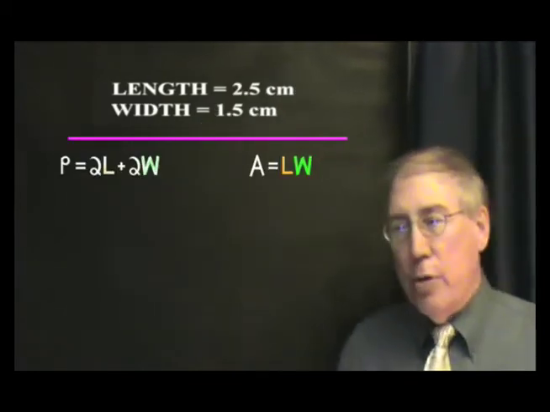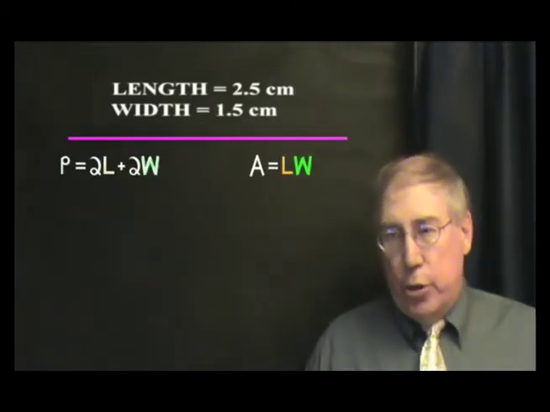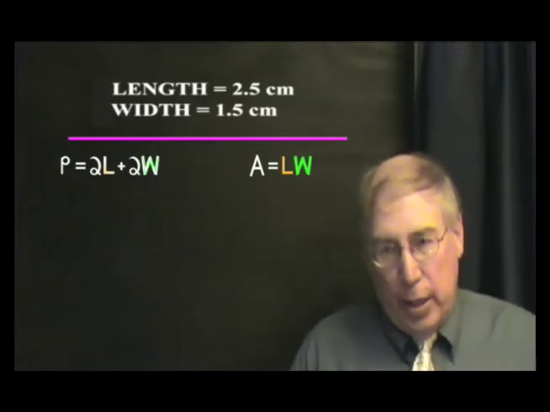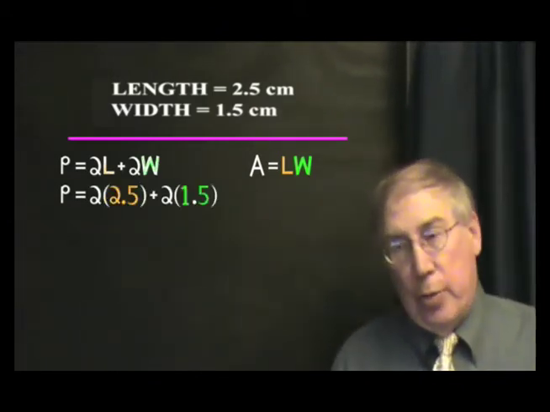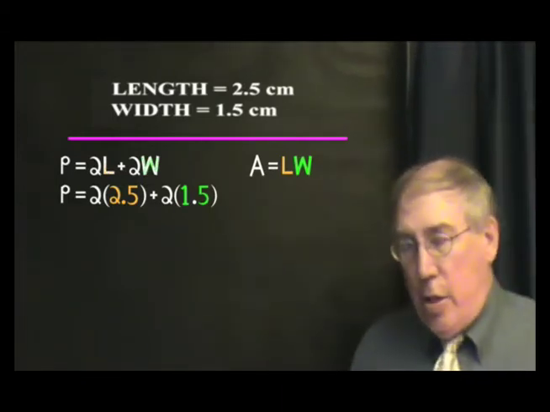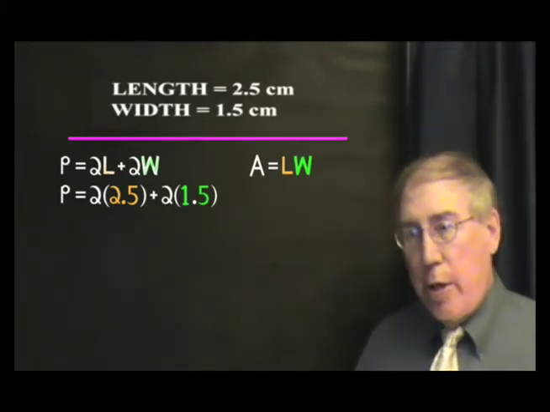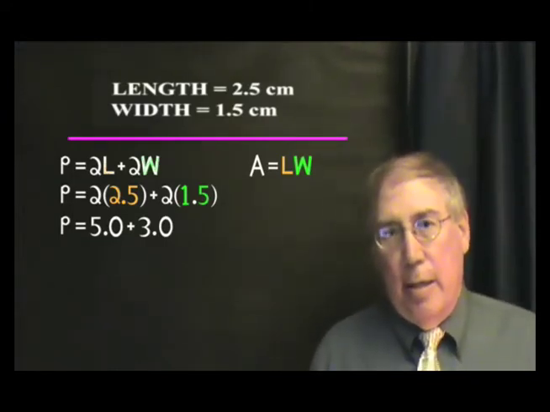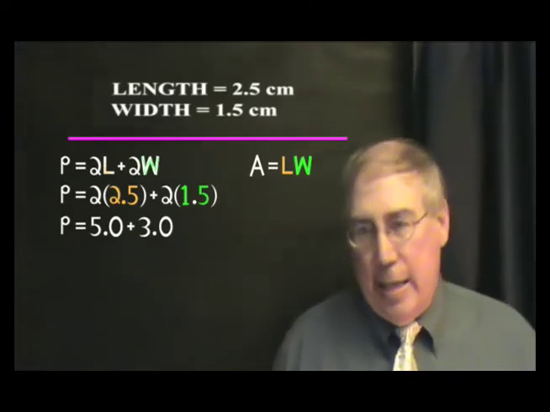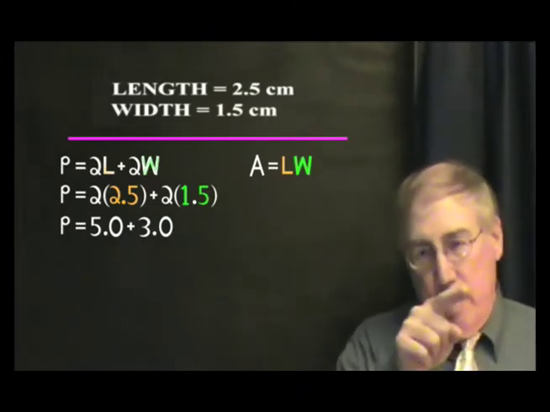The next one involves decimals. So let's put 2.5 in for the length and 1.5 in for the width. We're dealing with centimeters here. So we're going to get P equals 5 plus 3, and P equals 8 centimeters for the perimeter, the distance around this rectangle.